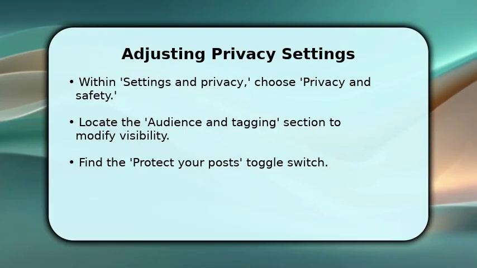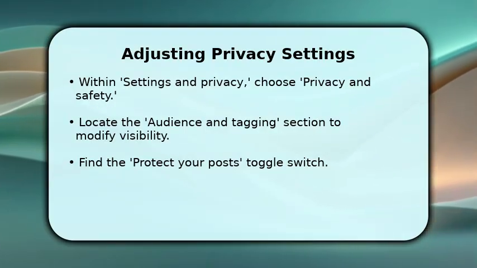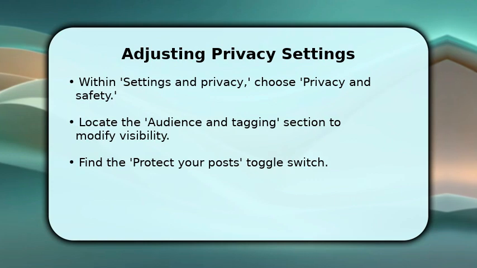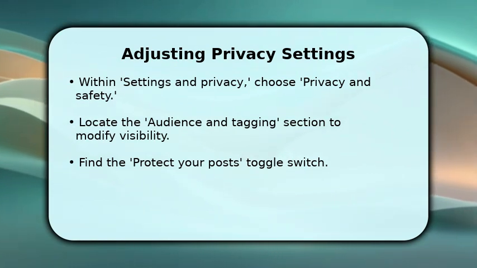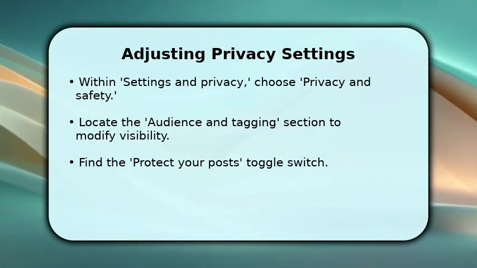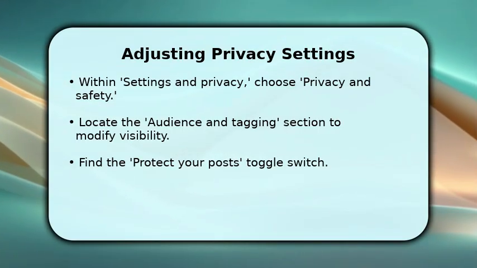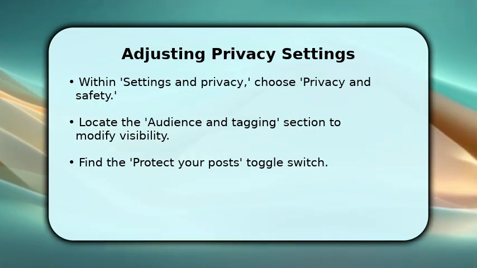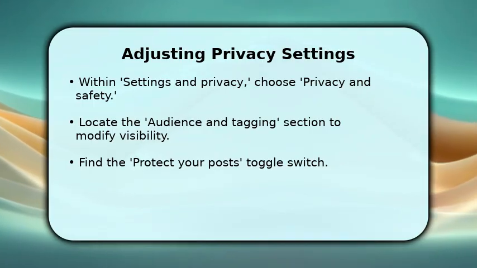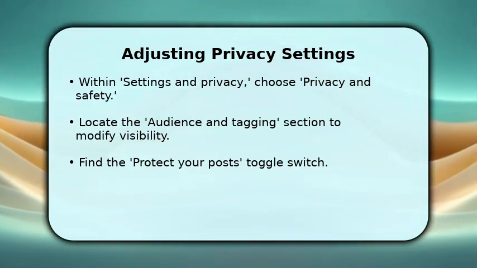Once you are in Settings and Privacy, you will see several options. Tap or click on Privacy and Safety. This section is dedicated to controlling who sees your content and how others interact with you. Next, look for Audience and Tagging. Here, you will find the Protect Your Posts option. This is the key setting that determines if your account is private or public, so pay close attention.